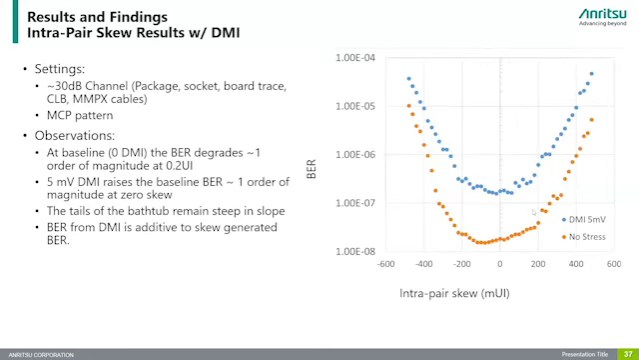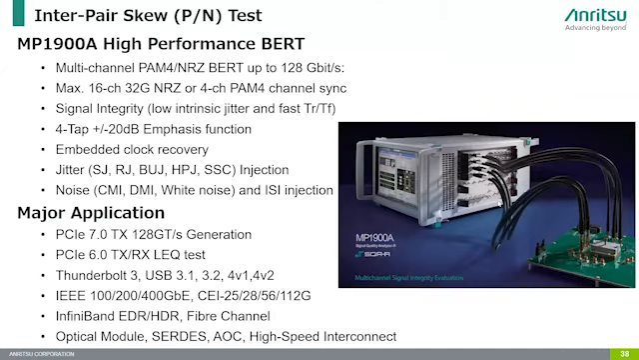Then inject 5 milli of DMI, differential mode interference. Now you will lose almost 1 decade of BER. Okay, so this is the last slide.